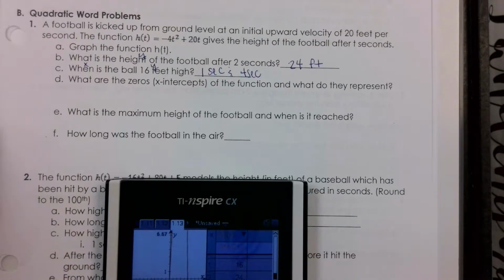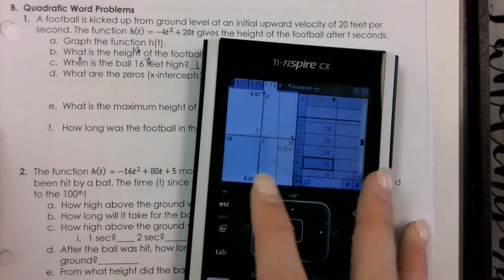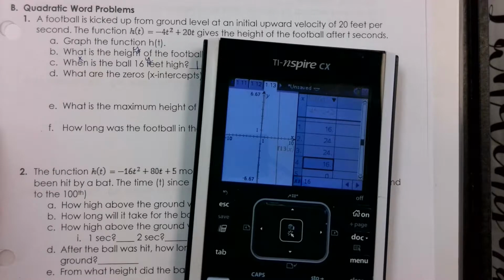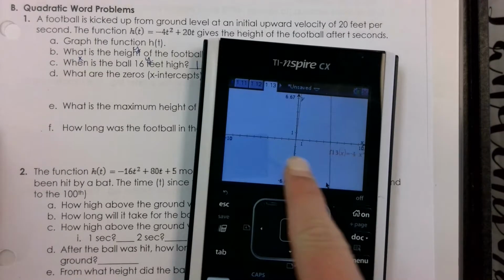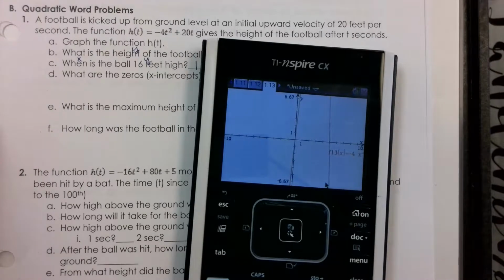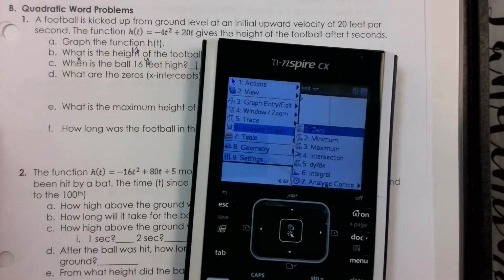So the next part, it wants to know the zeros, or your x-intercepts of the function. So I'm going to get out of the table because we don't really need that anymore. So I'm going to do Control T. That'll close it for us. And we want to know your x-intercepts, or your zeros. How do you find them? Menu, analyze graph, and we're choosing zeros.